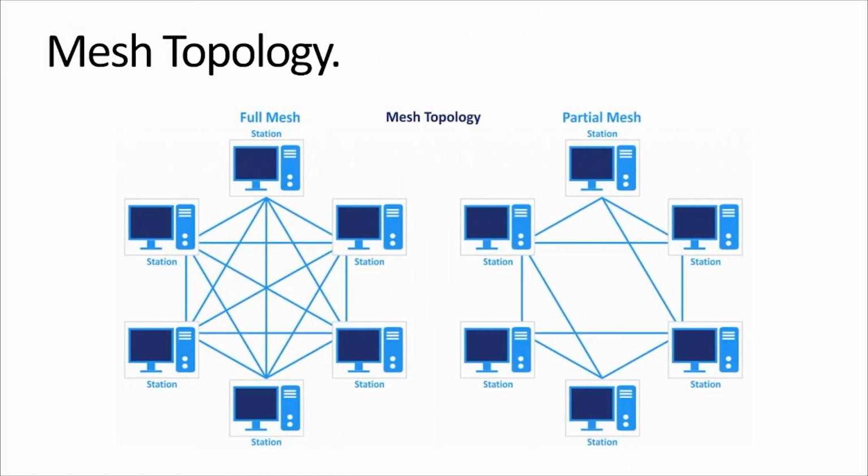Okay, this is an example of mesh topology. This is full mesh. Full mesh means every device is connected to every other device, but in partial mesh, a device can connect to some of the devices. You can see here we have six computers, but devices are connected to some of the devices, not all. So you can see the difference between full mesh and partial mesh.